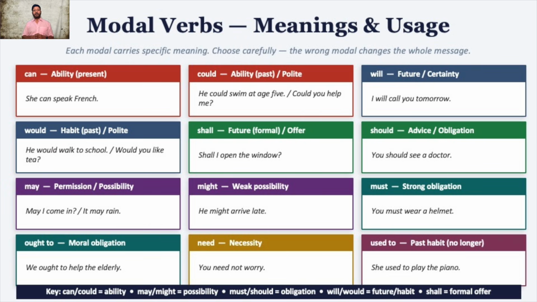Let's look at modal verbs then, their meanings and their usage. Each modal carries a specific meaning. You have to choose carefully. Choosing the wrong modal could change the entire message. Let's look at the tenses, present, past and future.